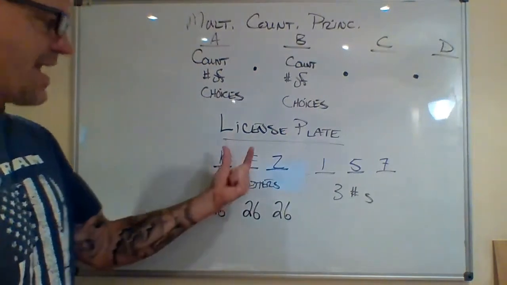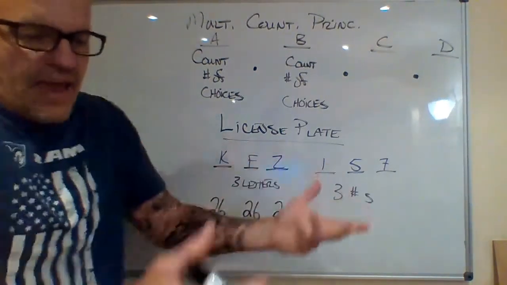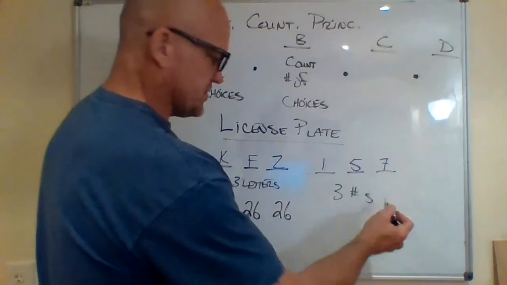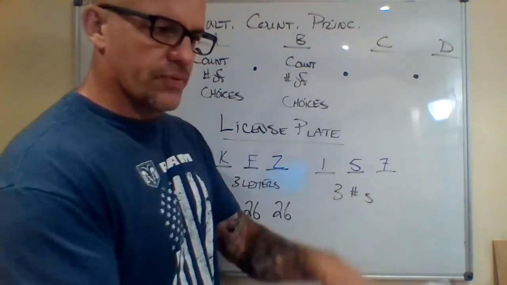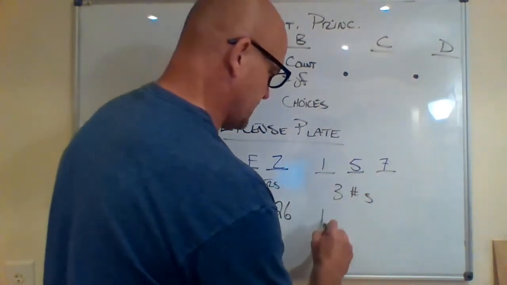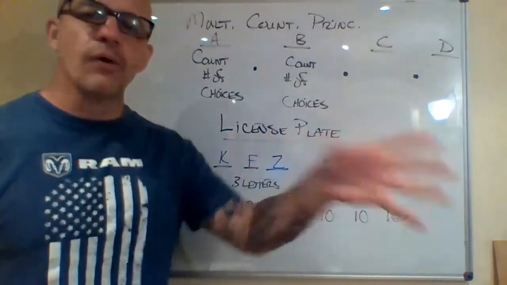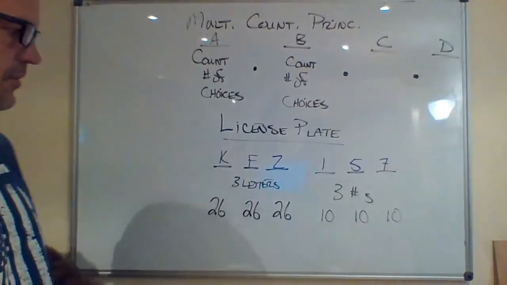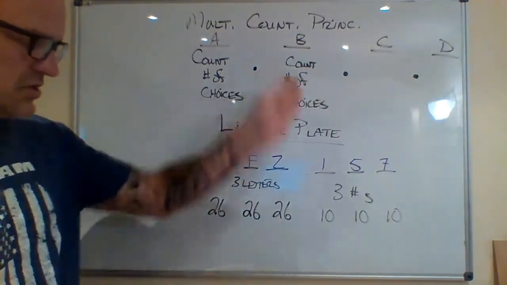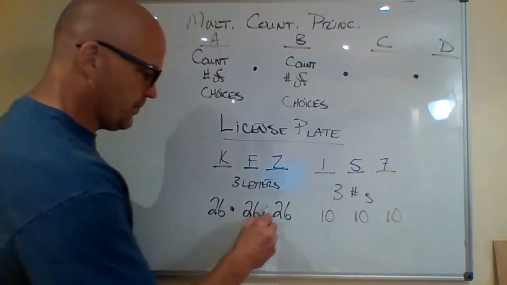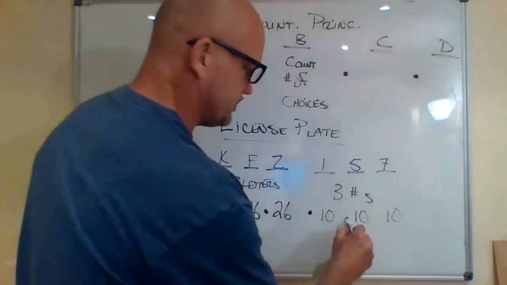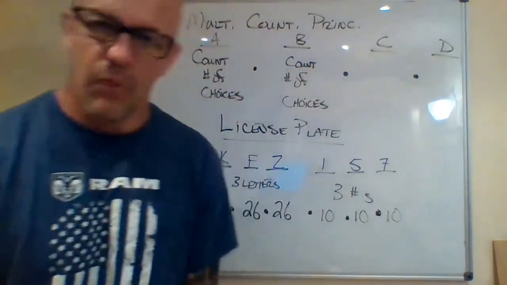It could be K, F, F. I mean, they can repeat. 3 numbers. So if I'm going 0 through 9, that's 10 choices. So I have 10 choices here, 10 choices here, 10 choices here. So there's the counting part of the multiplicative counting principle. We count up the choices at each step. Then we simply multiply them all together. That's it. That's why it's called the multiplicative counting principle.